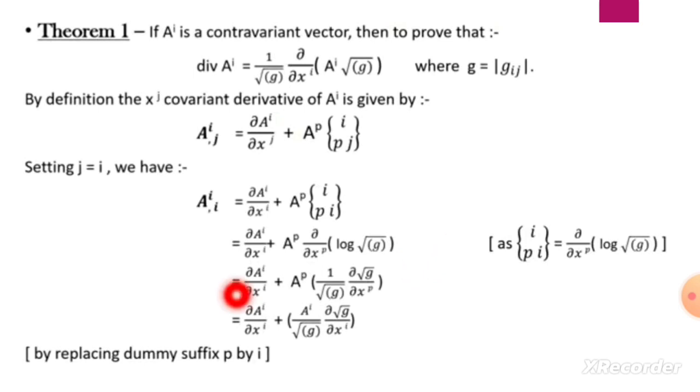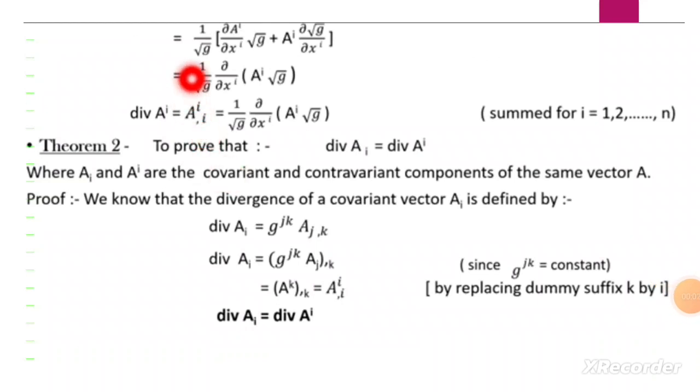So in the next line we have del a to the power I upon del x to the power I plus a to the power I upon under root g del under root g upon del x to the power I. By replacing dummy suffix p by I, we have 1 upon under root g in bracket del a to the power I upon del xi under root g plus a to the power I del under root g upon del xi, which is equal to 1 upon under root g del upon del xi in bracket a to the power I under root g.